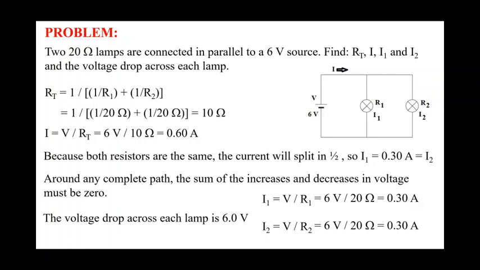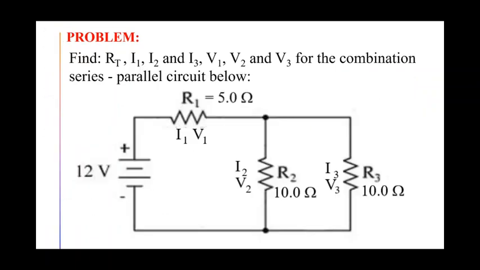All right, so let's try one more, and let's try one that's maybe a little bit different. Let's try a combination series parallel circuit. So here's a series parallel circuit. Power source 12 volts. We've got 3 resistors, R1, R2, and R3. R1 is 5 ohms, R2 and R3 are 10 ohms. What we want to find is the total equivalent resistance, all 3 currents, and all 3 voltage drops in the circuit. If you want to give this a try, pause the video, give it a try, and then come back. And of course, I will go over the answer.